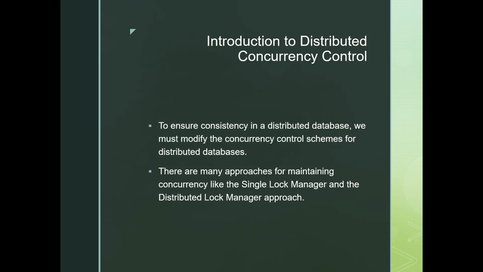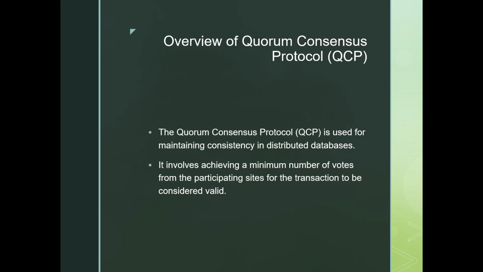So there are many approaches, like a single lock manager and a distributed lock manager. In the single lock manager approach, there might be a single point of failure. Hence, we generally prefer the distributed lock manager approach, which is also known as the Quorum Consensus Protocol. There are many others, but we will discuss only the Quorum Consensus Protocol. The Quorum Consensus Protocol is used for maintaining consistency in distributed databases. Therefore, it involves achieving a minimum number of votes from participating sites.